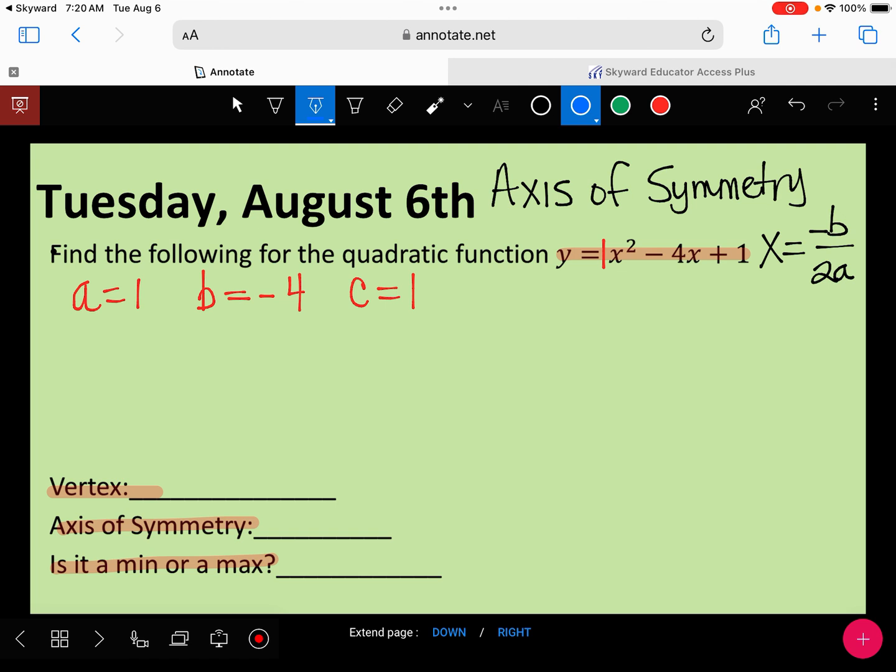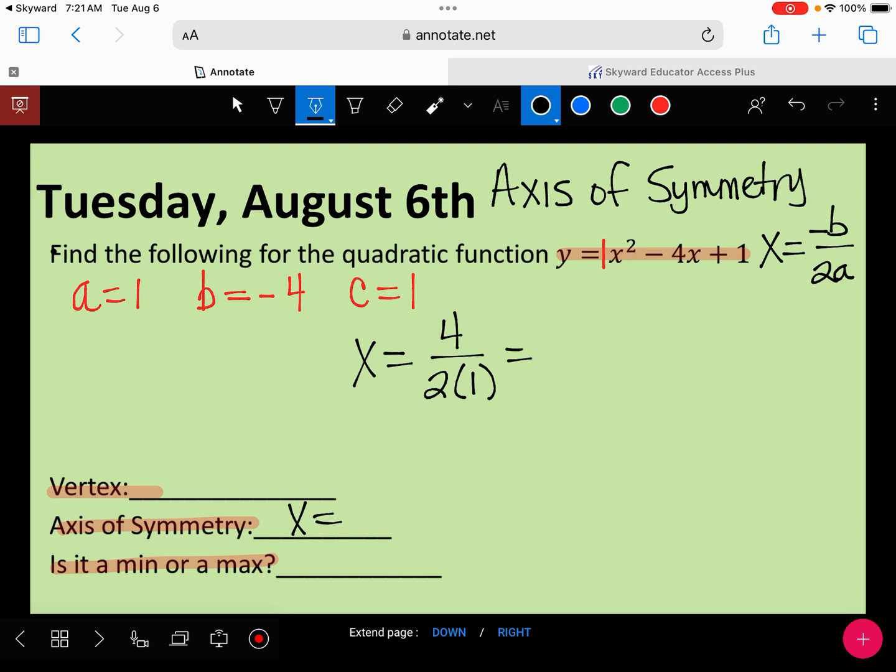So B is what? What is B? B is -4. So the opposite of -4 is +4. So x equals +4 divided by 2 times 1. So go ahead and figure out what that would be. And that's what you put right here.